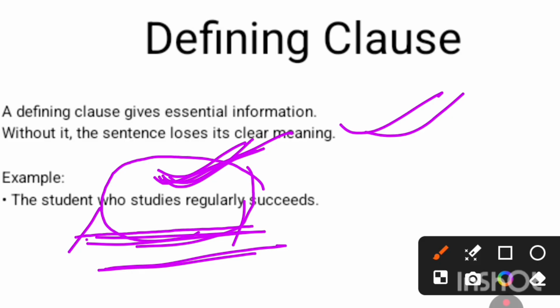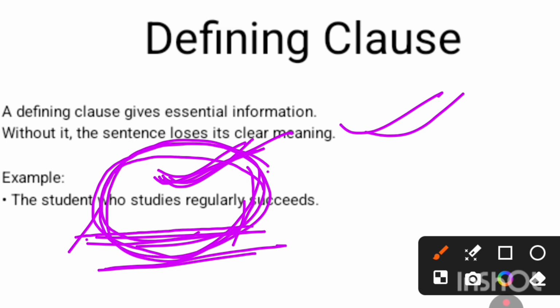That means in a non-defining clause, the adjective clause or the relative clause is only for giving you some extra information, not essential information. If it is essential information, then it is defining. If it is extra information, it is non-defining. I'm giving you the example.